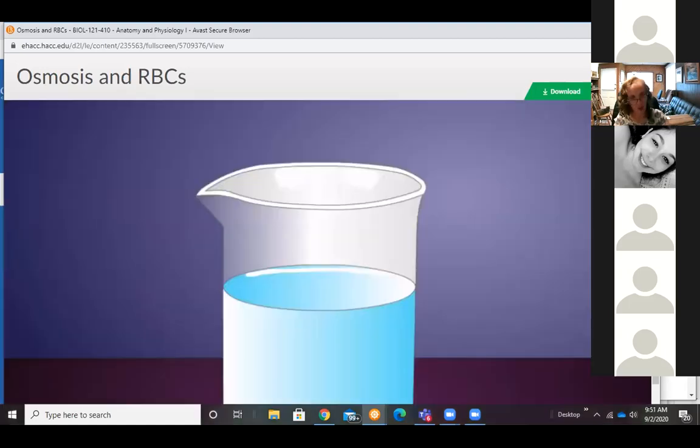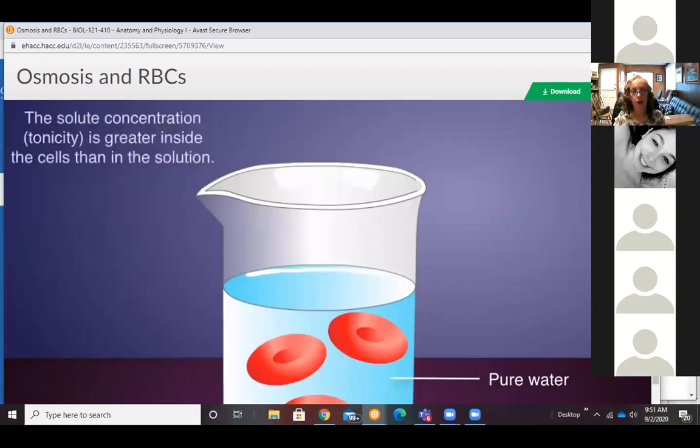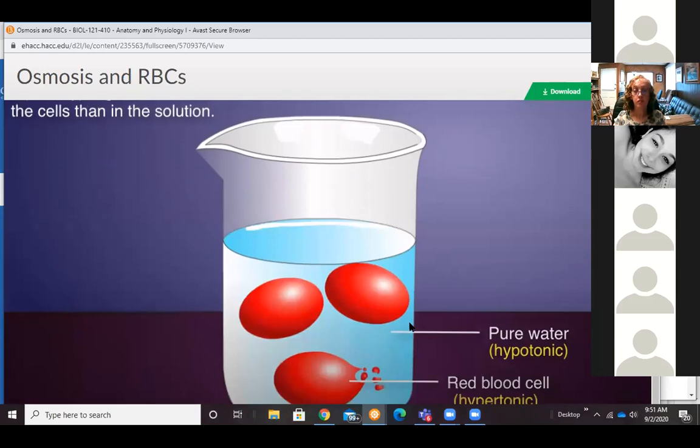Let's demonstrate how tonicity affects a cell. Let's place some red blood cells into a beaker containing pure water. In this case, the solute concentration is greater inside the cells than in the surrounding water. In other words, the contents of the cells are hypertonic in relation to the hypotonic contents of the beaker. Because of this, osmotic pressure results in the diffusion of water across the membrane and into the cells. Over time, if enough water enters the cells, the cell membranes may burst. This is called lysis.